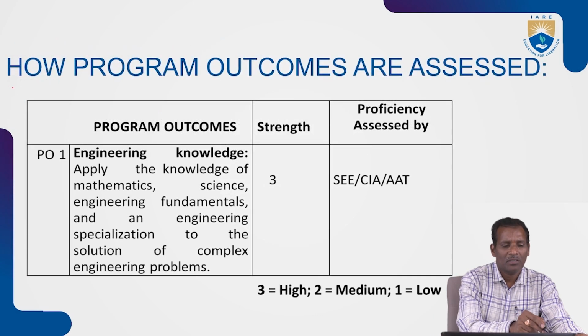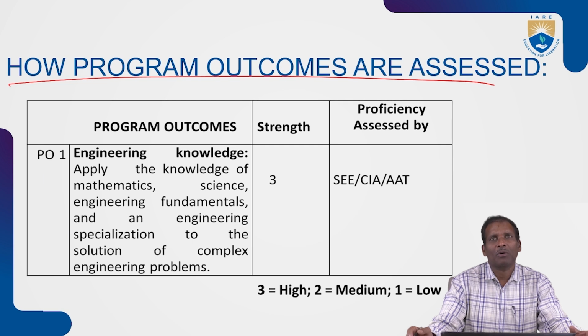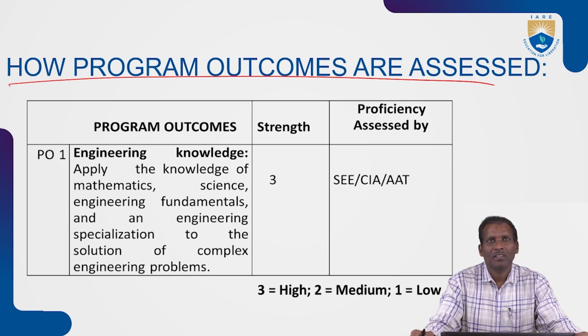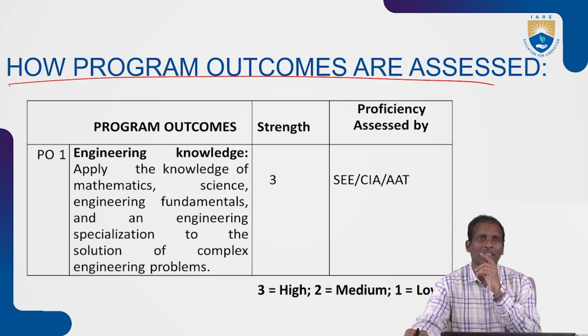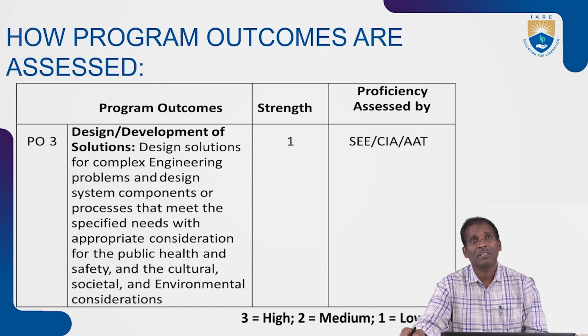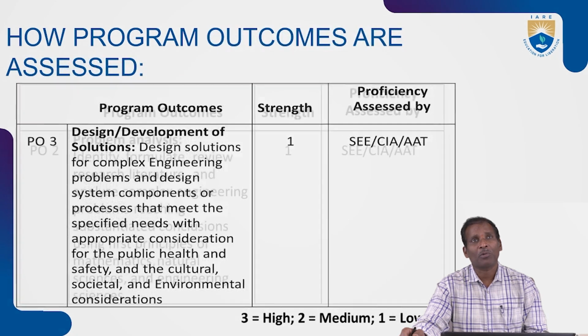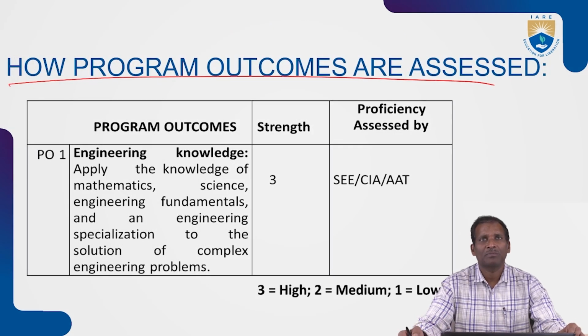Now we will discuss how program outcomes are assessed. Already we have seen that 12 program outcomes are there. So which program outcomes are related to our subject? That is solid mechanics and materials. Like that, you should select the program outcomes and then the assessment methods. So how will you assess? Here, 3 program outcomes are identified for our course.